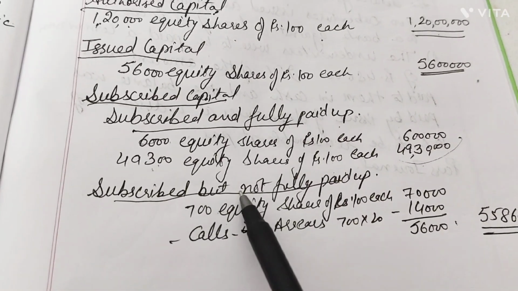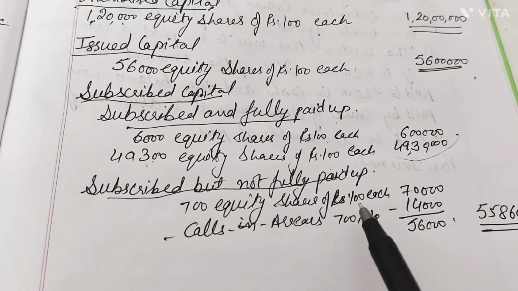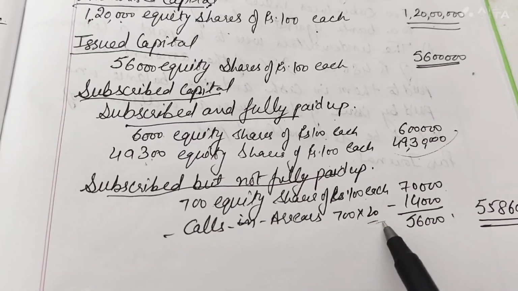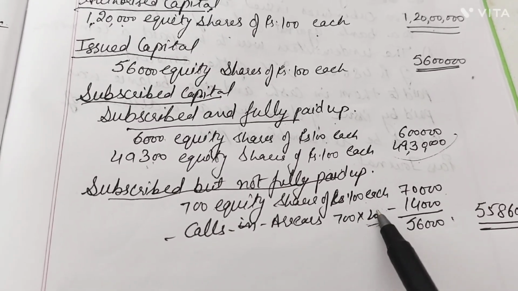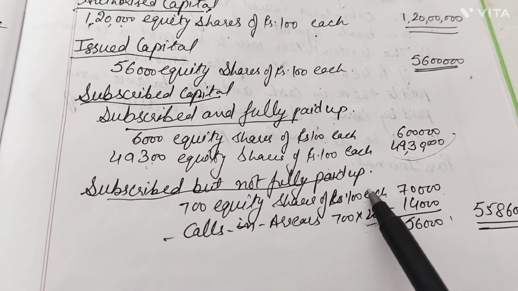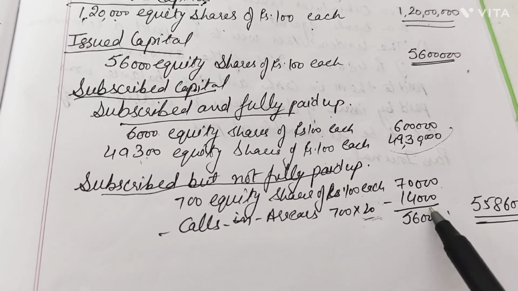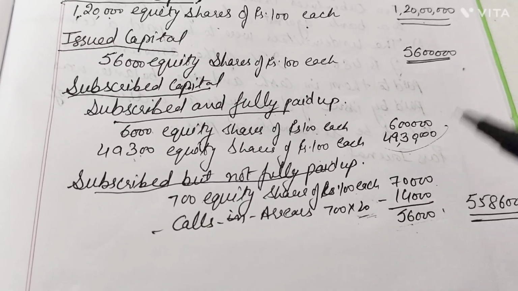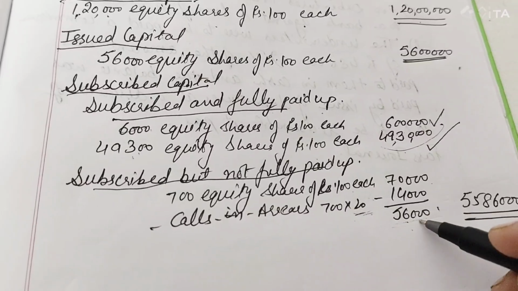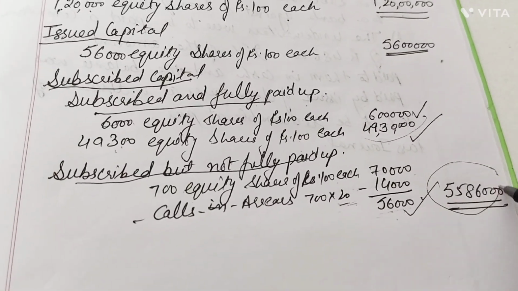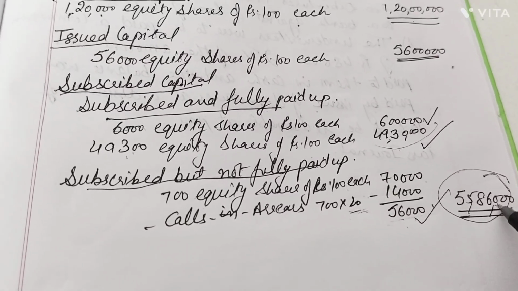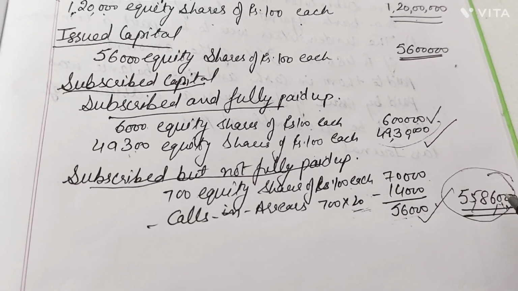Now subscribed but not fully paid up were 700 equity shares of rupees 100 each, on which the second and final call of rupees 20 was not received by the company. So calls in arrears we deducted from the called up value, and the rest value is taken over here, 56,000. So when we added 6 lakh plus 4 lakh 93,000 plus 56,000, we got a value of 55 lakh 86,000, which is the total value for which the subscribed capital is to be shown in the balance sheet.